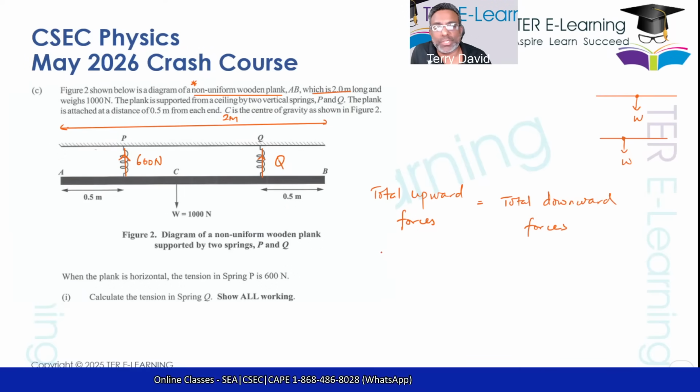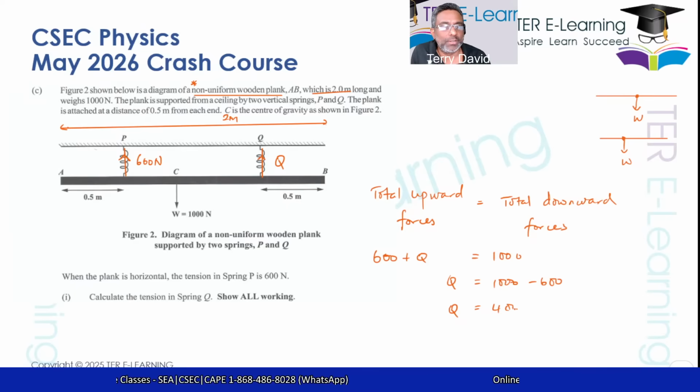So the total upward force here will be the 600 plus the Q, and that is going to equal the total downward forces. So that's 1,000. Therefore Q is simply going to be 1,000 minus 600. So therefore Q is equal to 400. Okay, so some students may not have realized that this first part here was pretty straightforward.